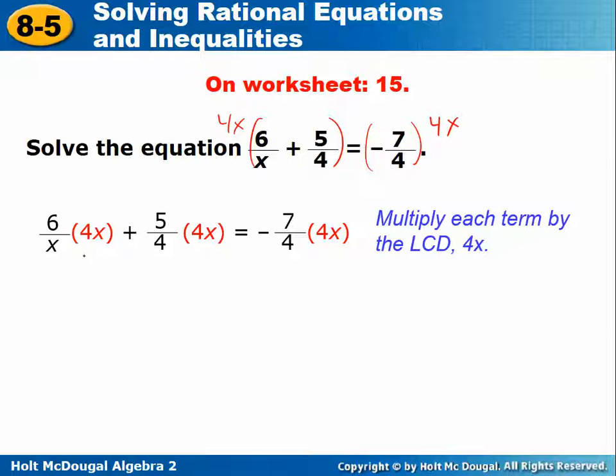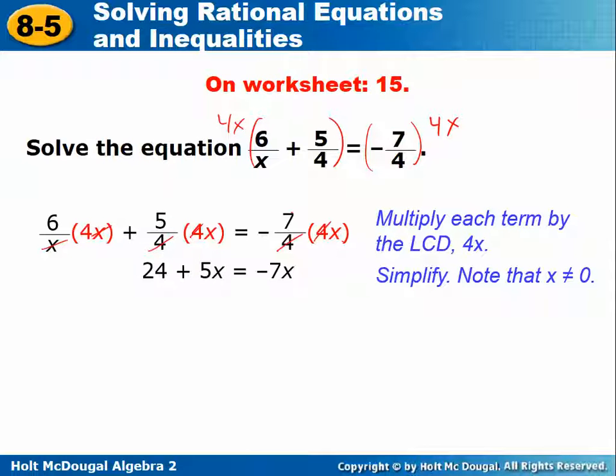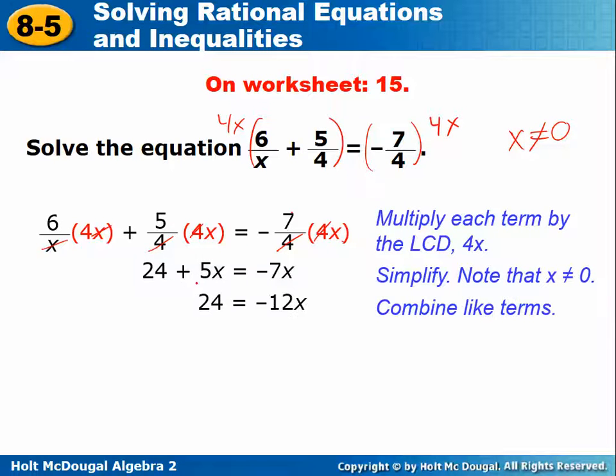Then we cancel what we can. The x's cancel, and we'd have 6 times 4. The 4's cancel, we'll have 5 times x. On this side, the 4's cancel, I'll have negative 7 times x. So that all simplifies to 24 plus 5x equals negative 7x. And again, x cannot equal 0. Then we solve by subtracting 5x from both sides.